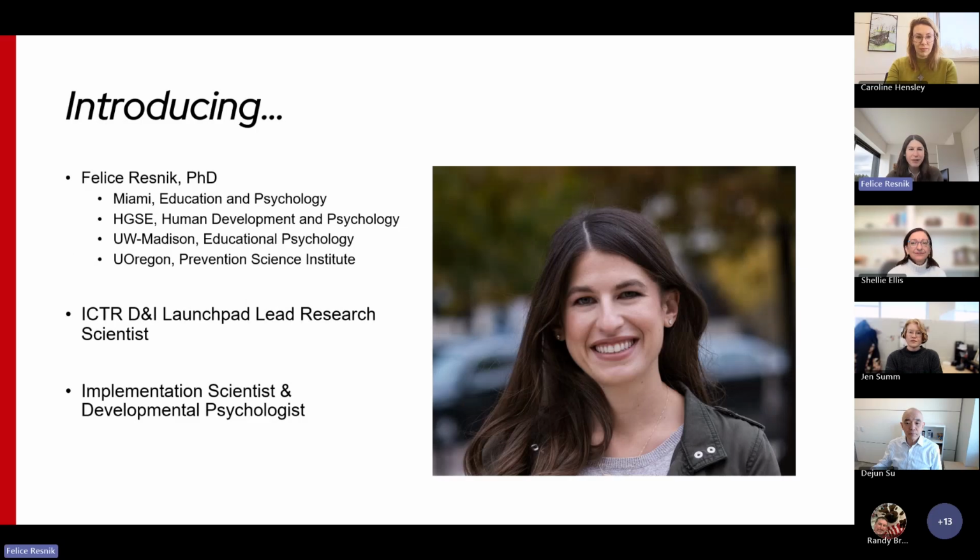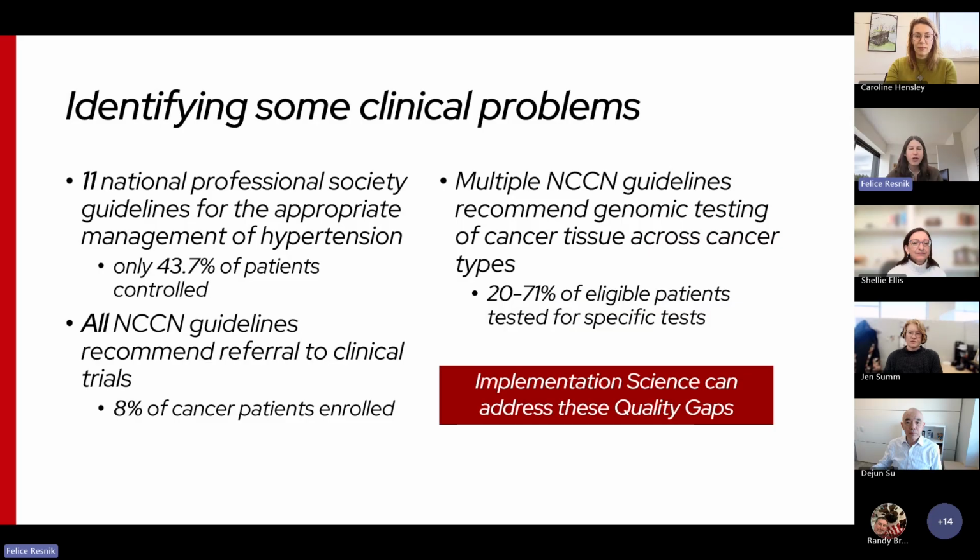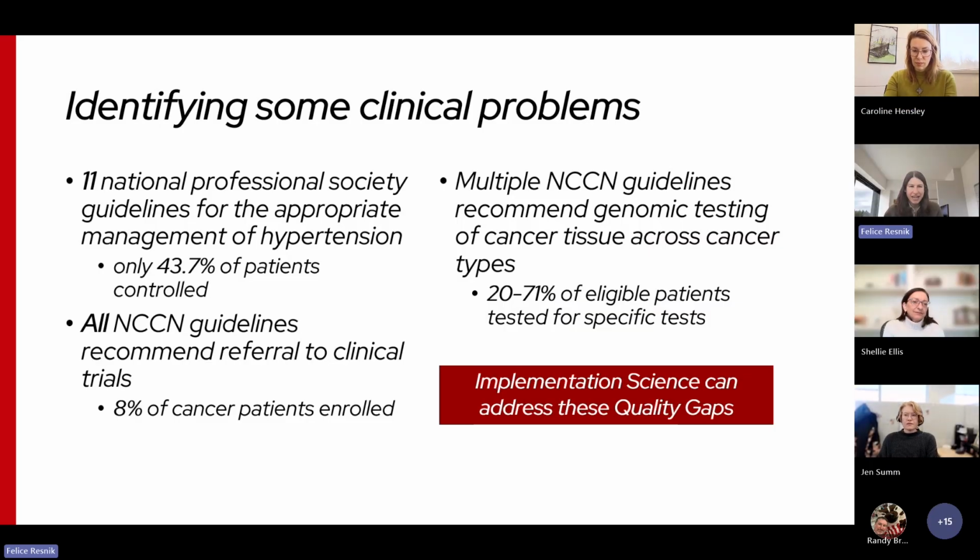You can skip through the bios because you did a wonderful job sharing about who we are. So I'll get started with why do we do dissemination and implementation science? What we know across several major areas of care is we actually have very strong evidence and very clear guidelines, but we see really big gaps in what actually happens. For example, in hypertension, there are 11 National Professional Society guidelines telling us exactly how to manage it, yet less than half of patients nationwide have their blood pressure controlled.